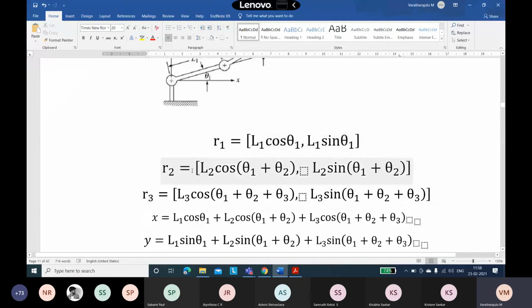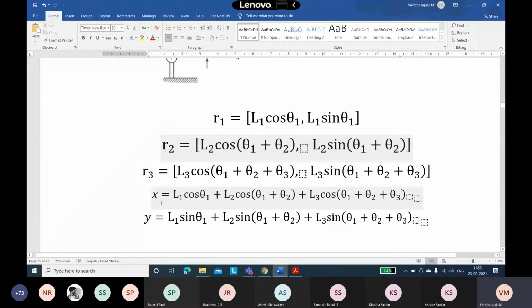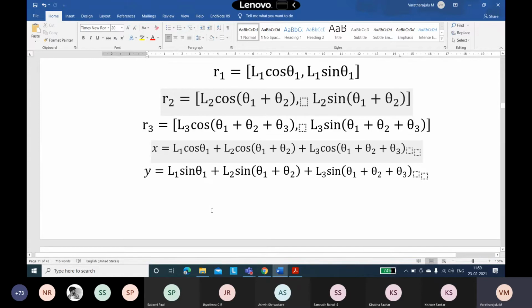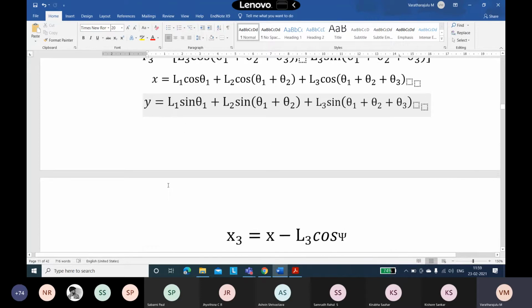And see, R1, R2 and R3, L1 cos theta 1, L2 sin theta 1. Similarly, we have R2, R3. What we need to do is add the inclination at the respective place, and by doing so, we will get the x and y. This is the x and y. And in a similar way to what we did in the 2 degrees of freedom case, we derived the x and y and various other unknowns in the 2 degrees of freedom configuration.